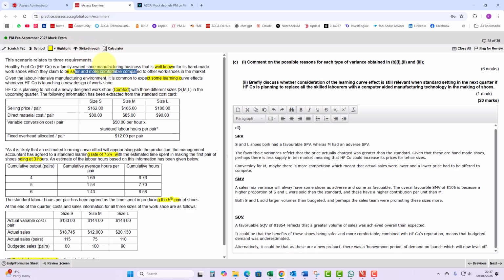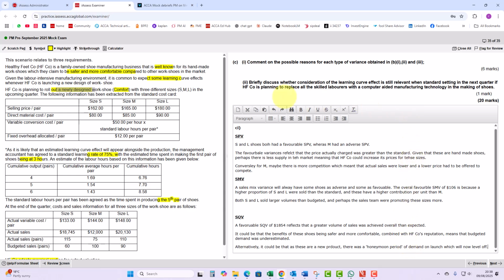I hope you can see that I've pulled in information from what I'm given here. I might have gone a bit far with this, maybe this is more than we need for 6 marks, but I've added this in. Alternatively, it could be that as these are a new product, as it says up here, there was a honeymoon period of demand on launch which will now level off. And that does happen. New products, there's a lot of initial excitement, and so maybe the budgeted sales figures are more accurate if we were looking over a longer period, but they've benefited in this initial quarter because they're new.